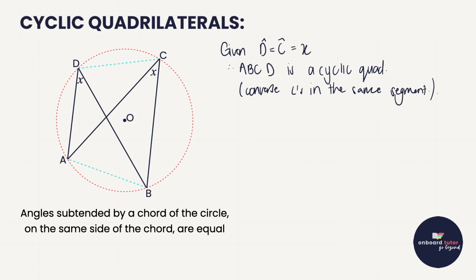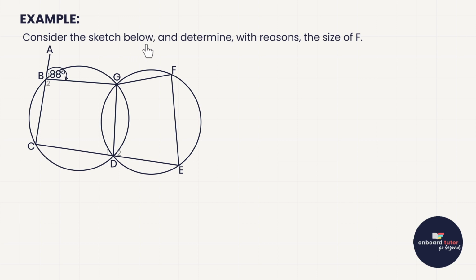Okay, let's practice a couple of examples to check our knowledge. Consider the sketch below and determine, with reasons, the size of F. There's F. Okay, so what am I seeing in this sketch? I'm seeing a circle and a whole load of chords, and then this one is being extended, but it's not a tangent. They didn't specify, plus a tangent wouldn't intersect my circle. It would literally just skim the outside.